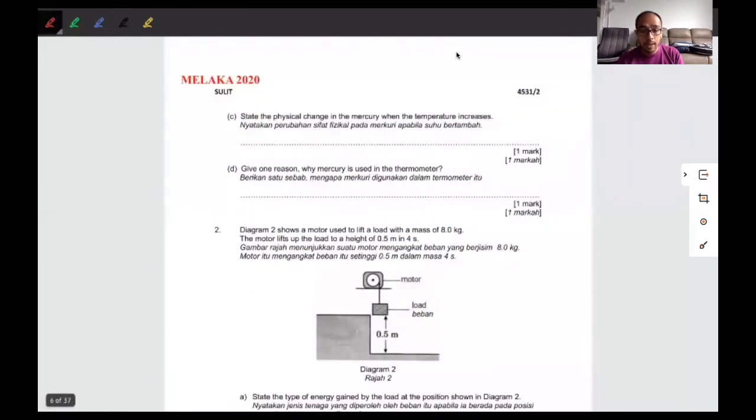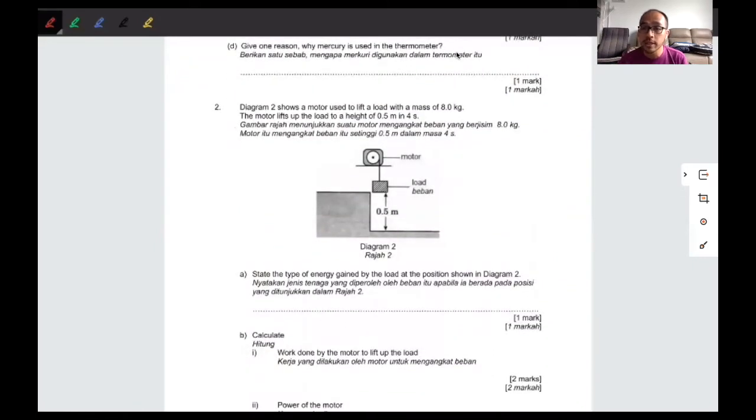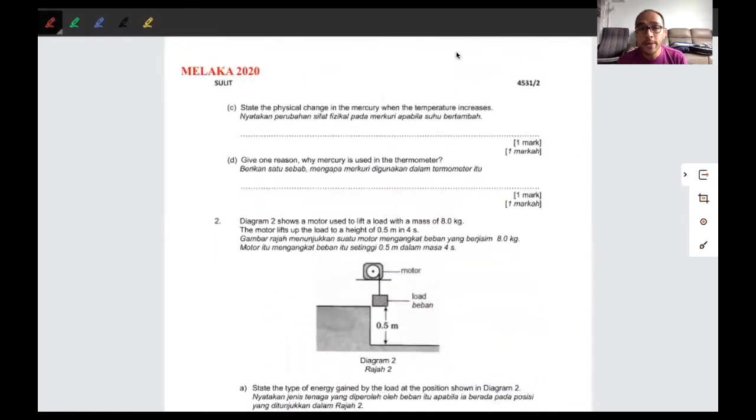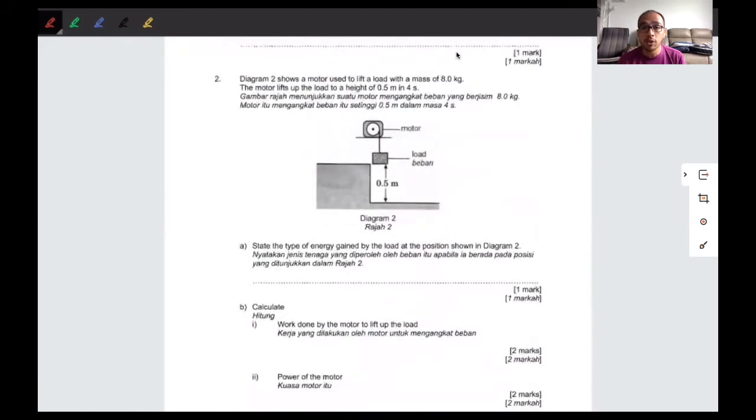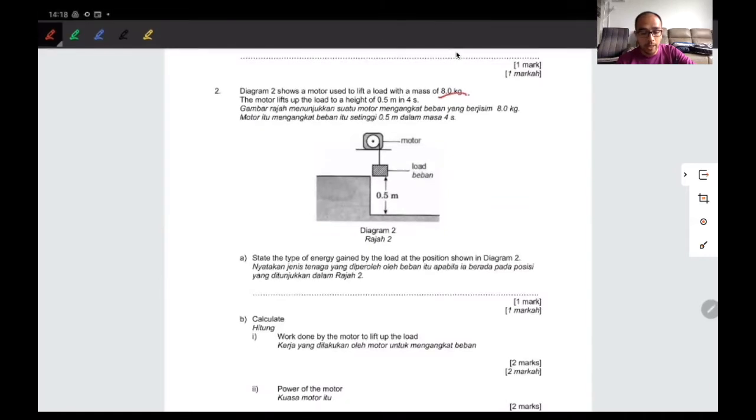All right, so that's one kind of question that is quite popularly asked in 3 states. Now, another type of question is a simple calculation question taken from Malacca. Malacca question number 2 is where we want to go next. Now, diagram 2 shows a motor used to lift the load with mass of 8 kg. Usually it is lifted up to a height in 4 seconds. So there's a lot of information over here.